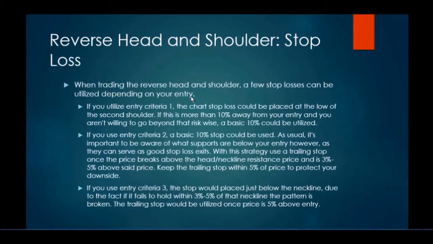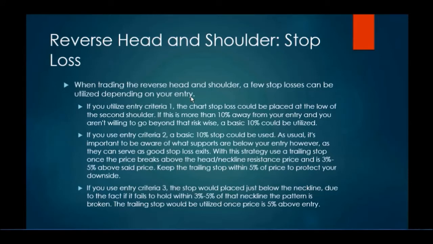So if you use criteria 1, okay, if you use that first breakout entry of the neckline resistance, the chart stop loss could be placed at the low of the second shoulder, so at the low of the right shoulder. If that, however, is more than 10% away from your entry and you aren't willing to go beyond that risk-wise, you don't want to risk more than 10%, as usual, a basic 10% stop can always be utilized. So that's the stop for criteria 1.